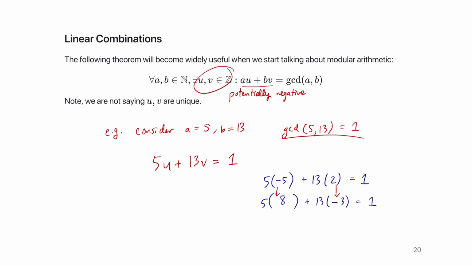Okay, but notice it works for any A and B, right? A and B did not have to be coprime. In this case, they were coprime, but they don't always have to be. And you could also find the equations for that. So any questions with this?